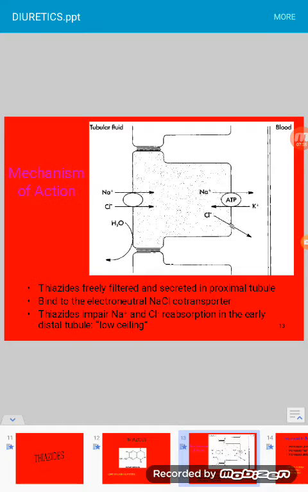So this binds to the sodium chloride co-transporter mechanism, which is required for the active transport of sodium and chloride. Here thiazide impairs the sodium and chloride reabsorption in the early distal tubule as well. So this drug acts in the proximal tubule as well as in the distal tubule. It prevents the sodium chloride co-transporter mechanism, thereby preventing sodium absorption. So there will be natriuresis. For every molecule of sodium, one molecule of water will be drawn. So there will be diuresis and there will be natriuresis.